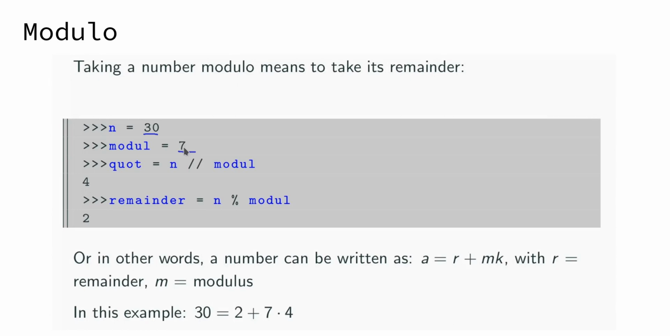So, taking a number modulo means just dividing it and just looking at the remainder. So, if we take a number, 30, modulo another number, here 7, well, whatever comes after the modulo is usually called the modulus. So, take this number modulo 7. 30 modulo 7 is 2, because if we divide 30 by 7, we get 4, the remainder of 2.